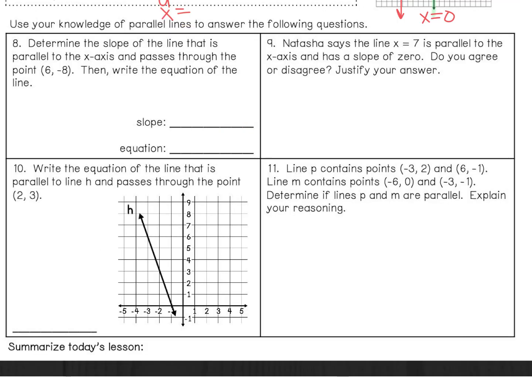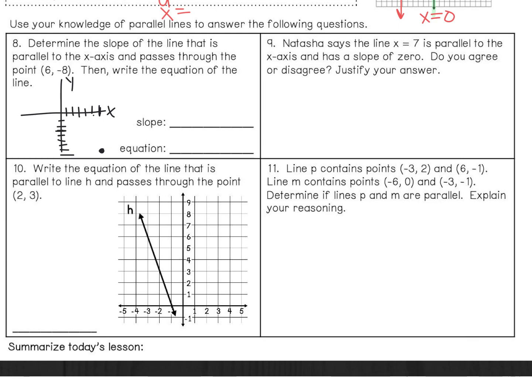Okay? Determine the slope of a line that is parallel to the x-axis and passes through 6, negative 8. Write the equation. Guys, I cannot stress to you enough, I would definitely draw a picture here. Here's my x and my y-axis. It doesn't have to be a beautiful picture, right? If I'm at 6, 3, 4, 5, 6, and negative 8, 3, 4, 5, 6, 7, 8.